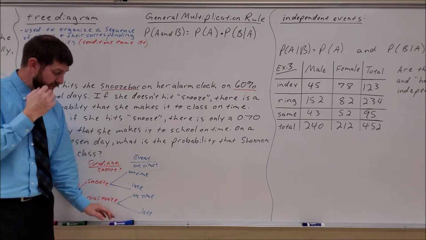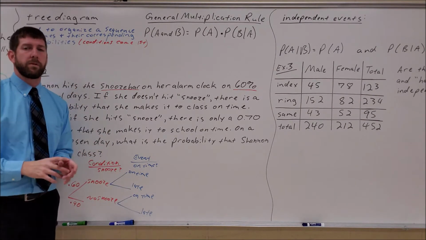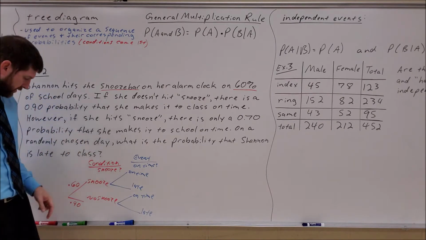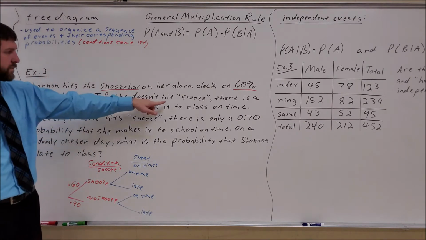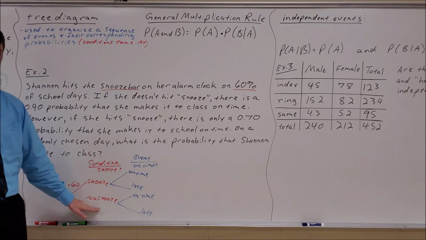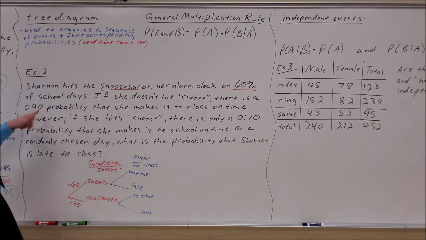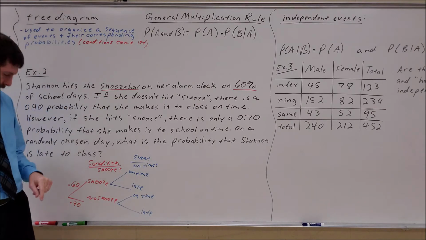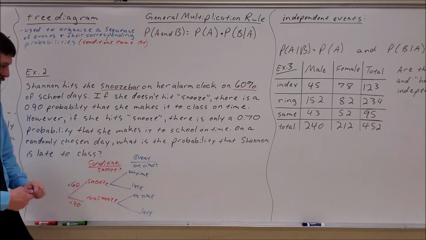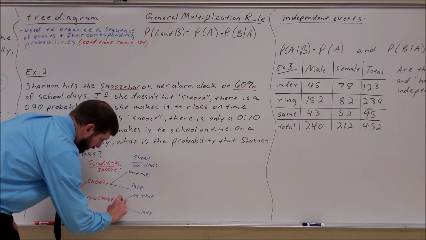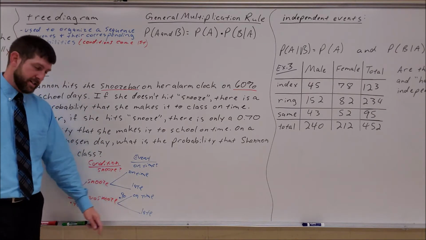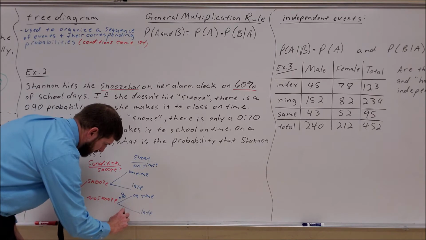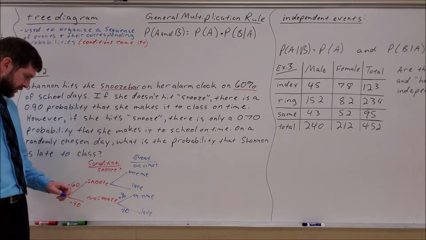So now what we've done is we've set up all possible combinations of snoozing and being on time. Now let's look at the conditions. If she does not hit snooze, so she's in the no snooze group, 90% of the time she's on time. So in the no snooze group, she is on time 90% of the time. That means she's late 10% of the time.